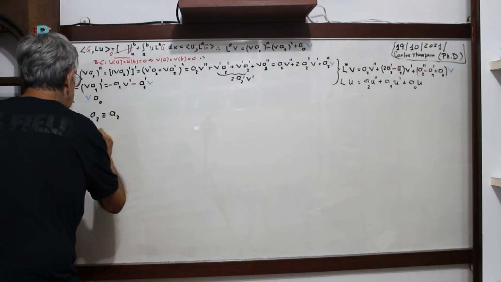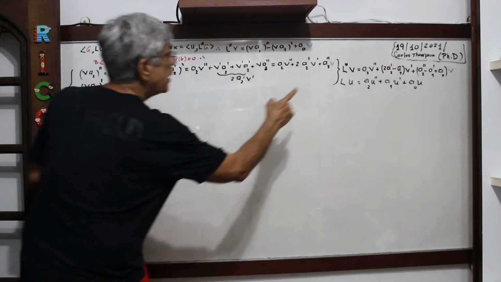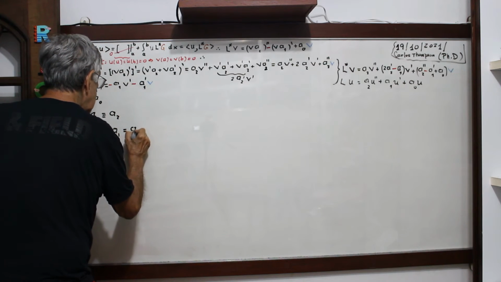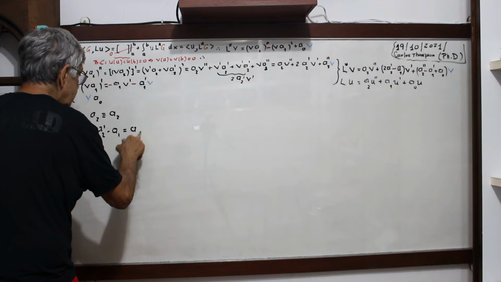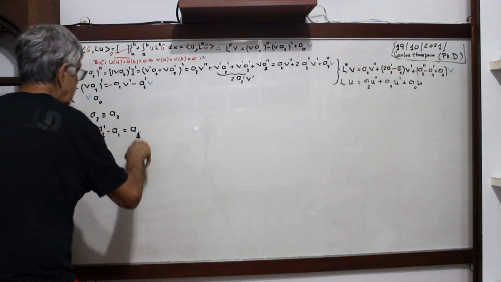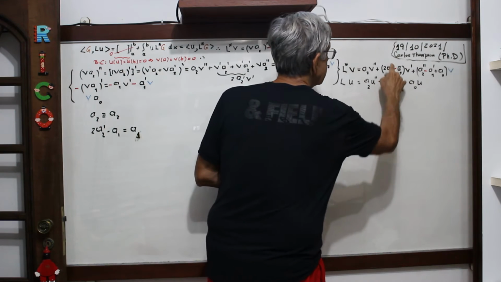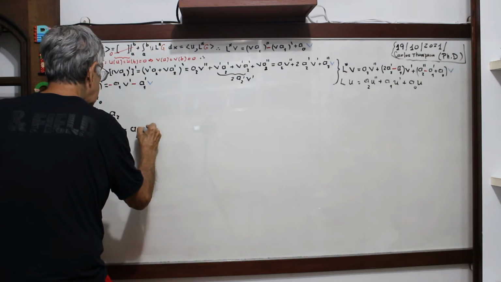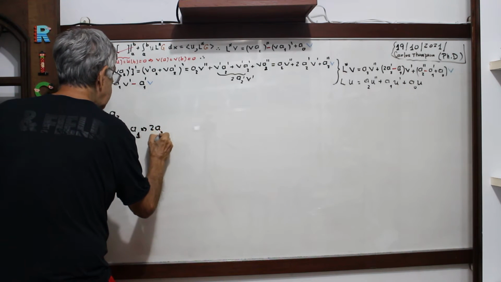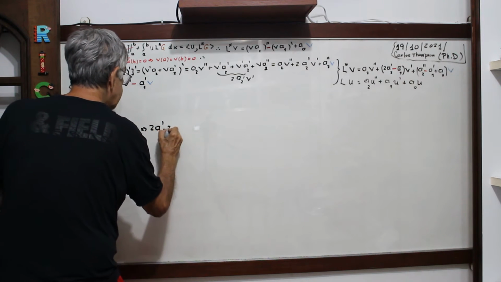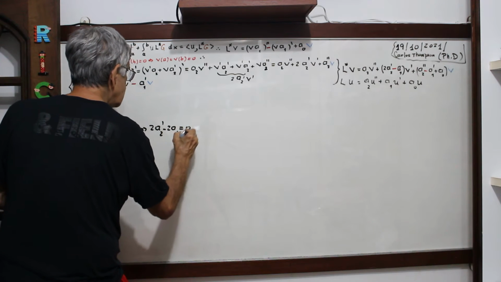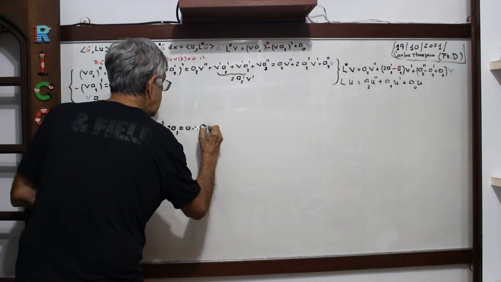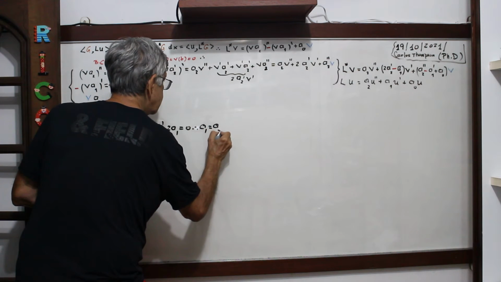Now, 2A2 prime minus A1 is equal to A1. Just look at from here and there. So this implies that 2A2 prime minus 2A1 is equal to 0. Then A1 is equal to A2 prime.